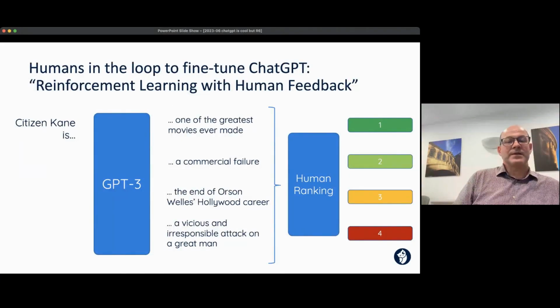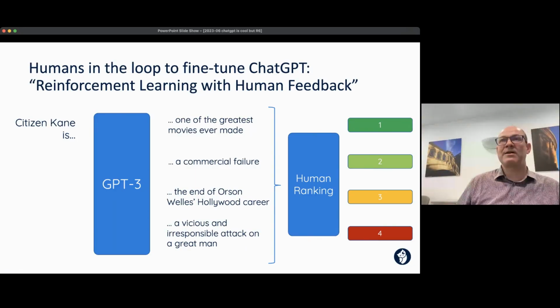So one of the things that is in ChatGPT 4 and was in 3.5 is this notion of reinforcement learning with human feedback. And so what does that mean? Essentially what is happening here is you're fine-tuning the model to prefer some answers over others. And so in this example, we can have a sentence. We're going to go for a completion of a sentence. Citizen Kane is, and then here are 4 possible completions that you could give for that sentence.